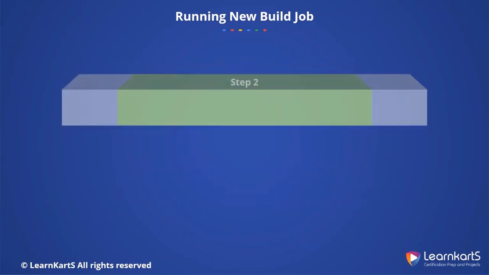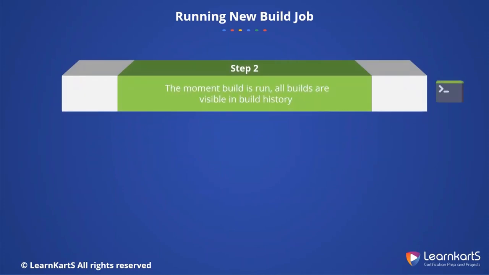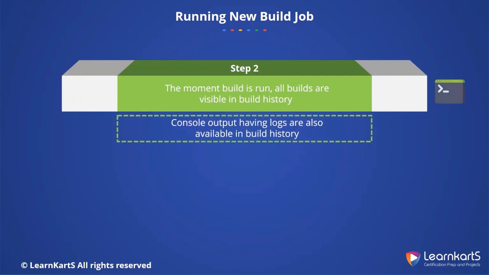The moment you run a build, in your build history you will be able to see all the builds. For example, if I see a couple of builds available, like I triggered the build, you will be able to see in your Jenkins build history that a couple of builds have been executed. Not only can you see the build history, but you can even see the console output, the logs, so that you can understand what the different logs are.